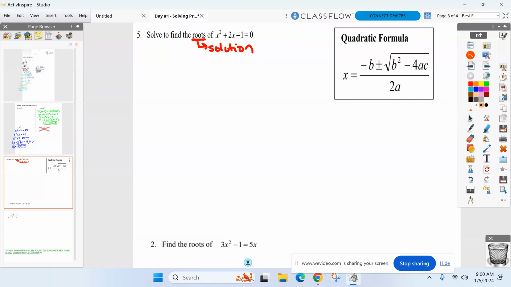So what are you looking for here? 2 numbers that do what? 2 numbers that add to 2, but at the same time multiply to -1. All right, so let's work as a group here. Let's put our heads together. Can we come up with those 2 numbers that multiply to -1 but add to 2?